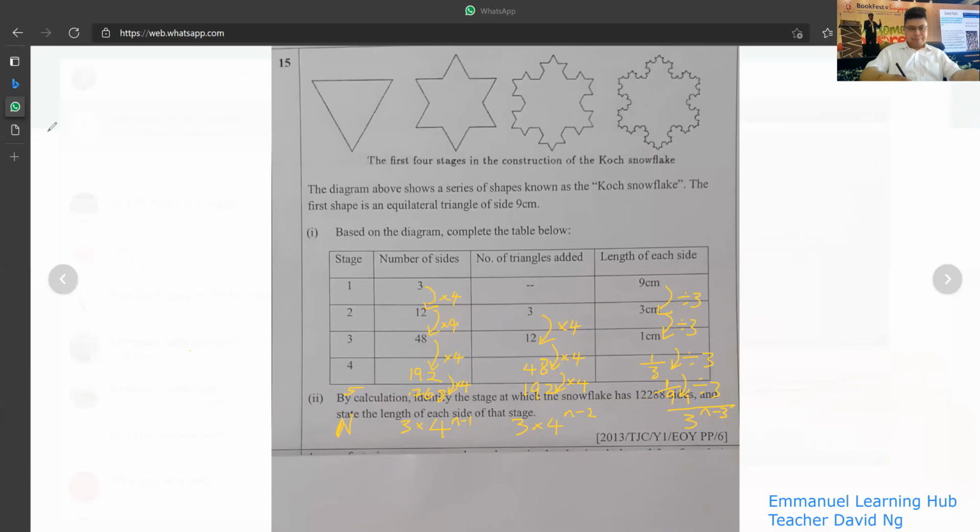Okay, so my number of sites. I just write here sites. My number of sites will be 3 times 4 to the power n minus 1. Very good. Then triangles added.